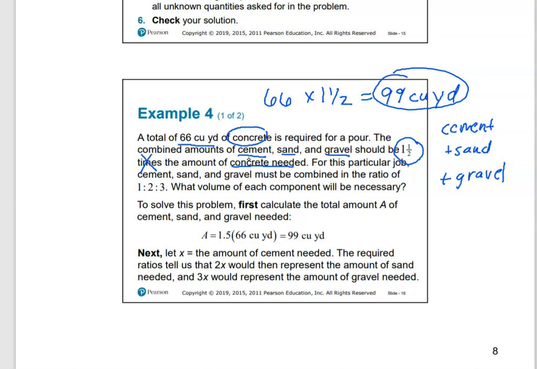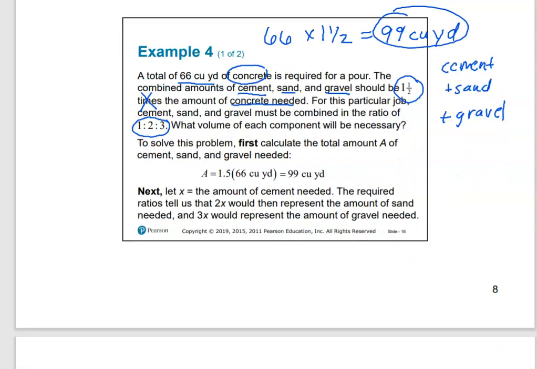But this is also important. It says that these are in the ratio of 1 to 2 to 3. Okay, so it says what volume of each component would be necessary. So what I'm looking for is how much cement do I need? How much sand do I need? How much gravel do I need? And I can't just divide that 99 by 3 and go, well, 33, 33, 33, because it says that it's got to be in this ratio, 1 to 2 to 3.